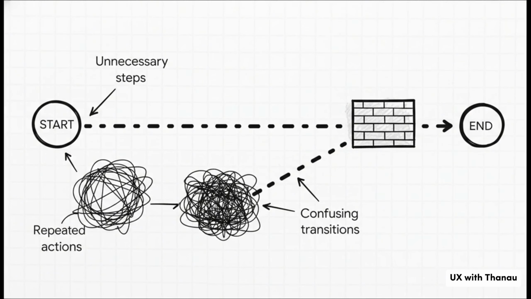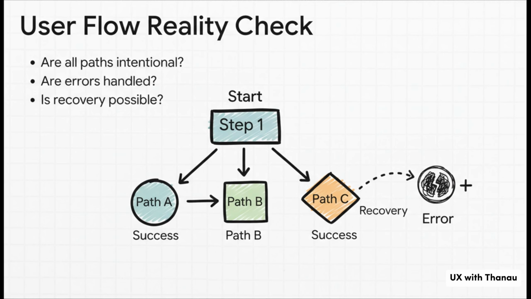So when you're looking at a simple task flow, you are literally hunting for friction. Are there extra steps you can just cut out? Is there a point where the user just gets completely stuck? These are all those little annoyances that really add up to a frustrating experience. User flows, on the other hand, they need a serious reality check. Because let's face it, people make mistakes.